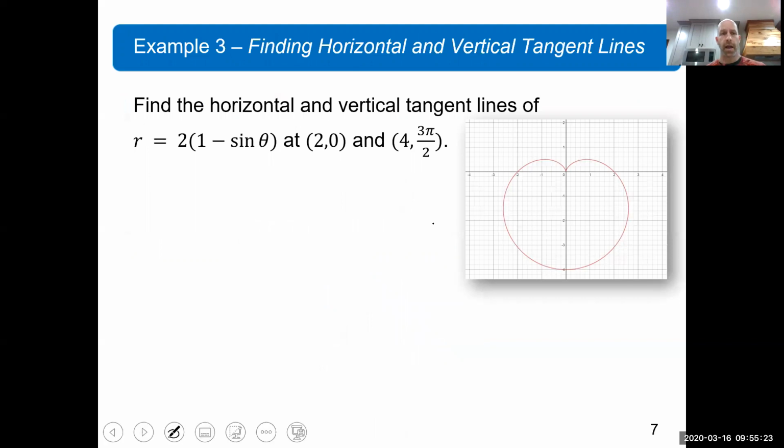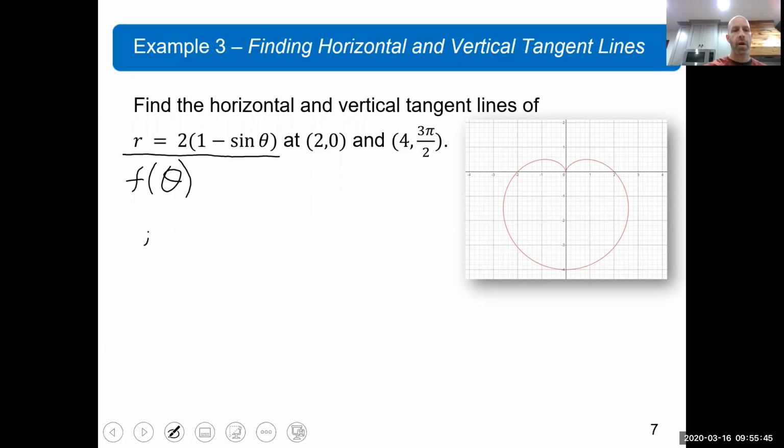So now let's look at an example of this where we're going to try to find the horizontal and vertical tangents of this particular curve. So they give us r, which is the same thing as f(theta). So the first thing you want to note is the f(theta) in the formula is simply the equation r.